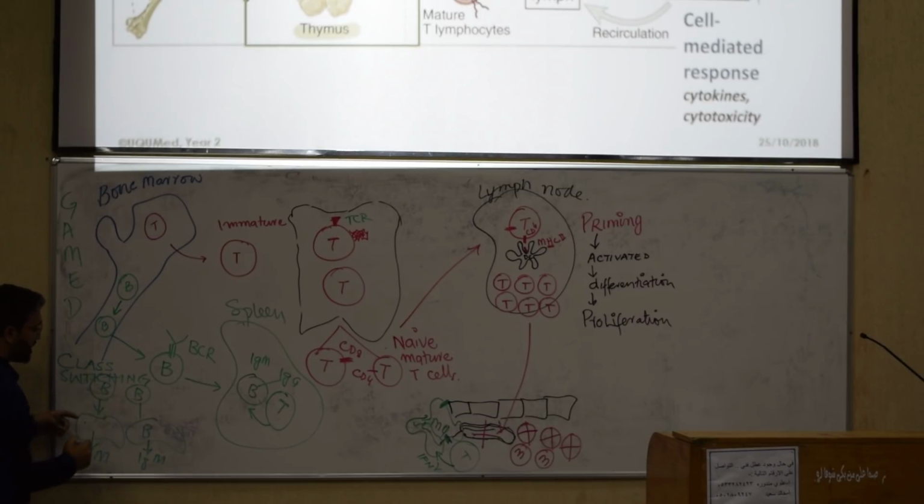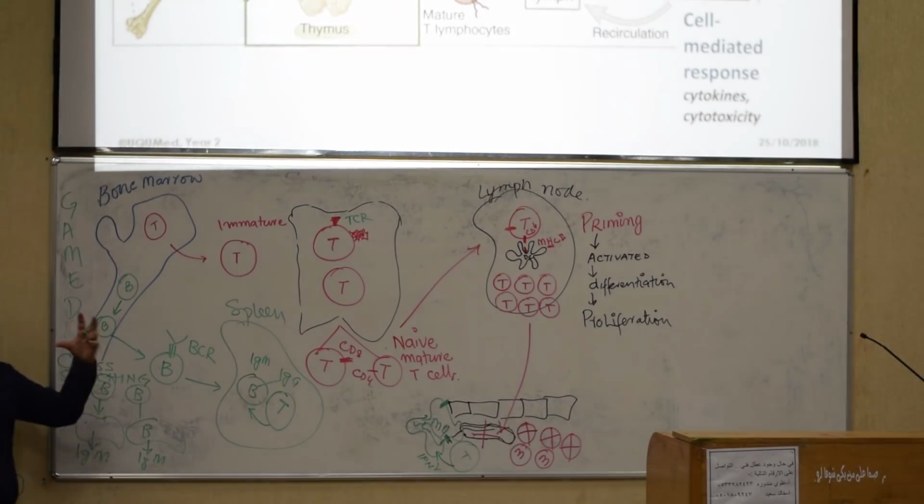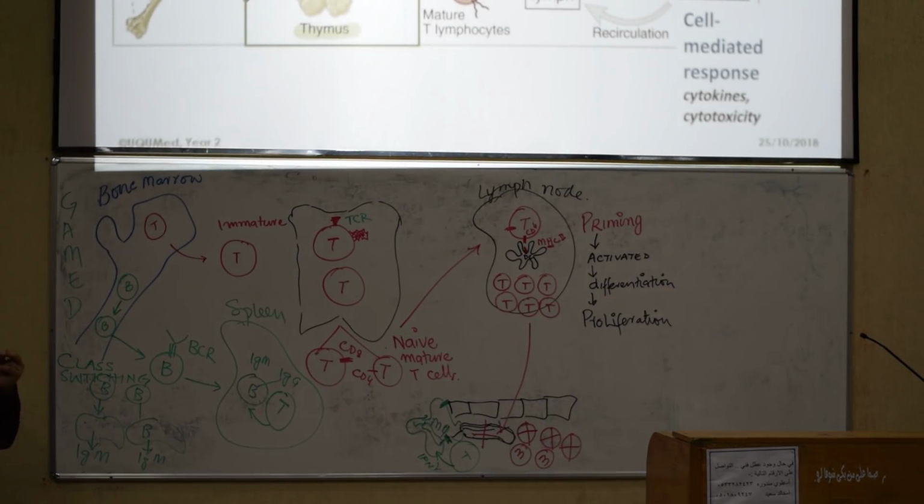Class switching, okay? How will it happen? With the help of the T cell. So when they meet together, the T cell will tell it, now stop it. With the help of some cytokines, the genes will change and it will start producing IgG. Class switching is the same like isotope switching? Yes, it is the same thing, yes.